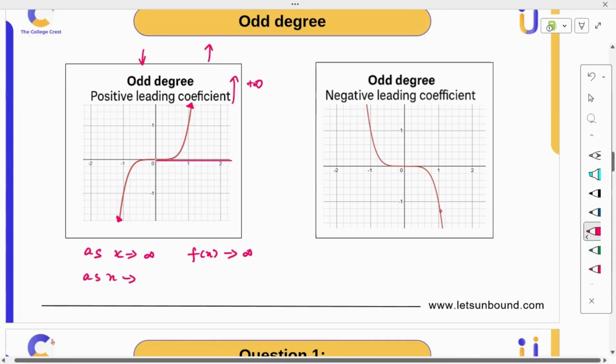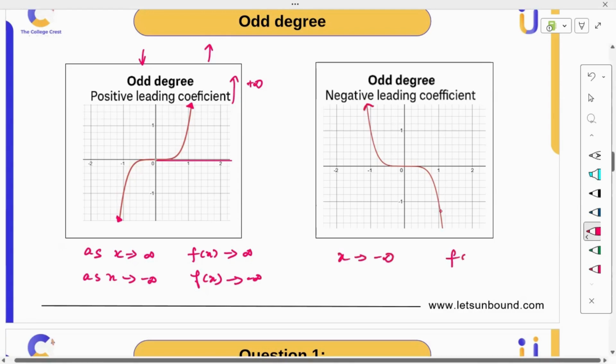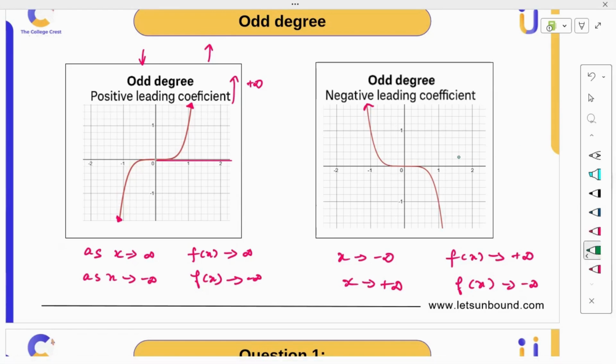As x tends to negative infinity, f of x tends to negative infinity. Okay. Odd degree with a negative coefficient will have the opposite version of it. So as x tends to negative infinity, f of x goes to positive infinity. As x tends to positive infinity, f of x goes to negative infinity. So the opposite version of it.